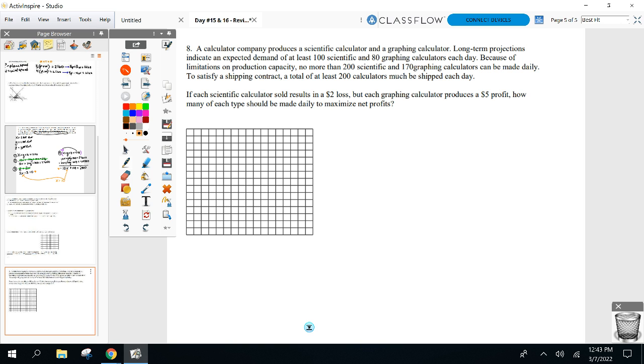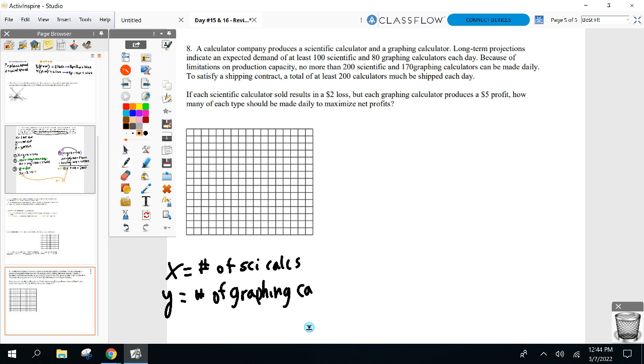All right, moving on. How many of each type? So here we go. X, number of scientific calcs. Y, number of graphing calcs. I'm not here to fool anybody tomorrow either. It's going to be very straightforward, if you put in the time.